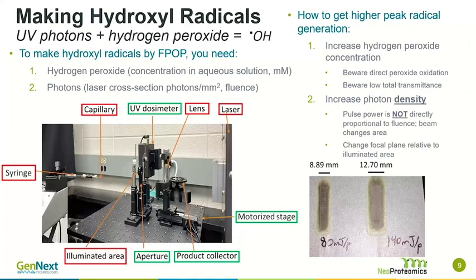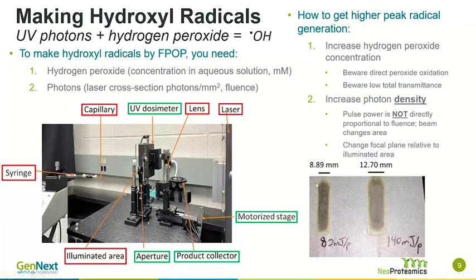Now keep in mind, photon density is not directly related to laser pulse energy. And that's shown here in this photograph. With most excimer lasers, you can tell the laser how much energy you want to deposit per pulse. The problem is, if I double my energy per pulse, that does not mean that I double my fluence, or my photons per square millimeter. And the reason why is shown here.